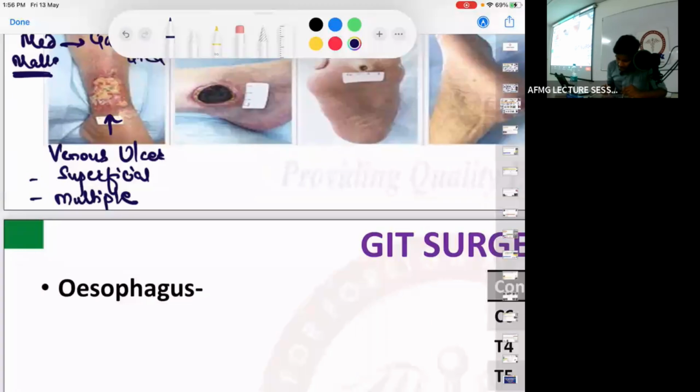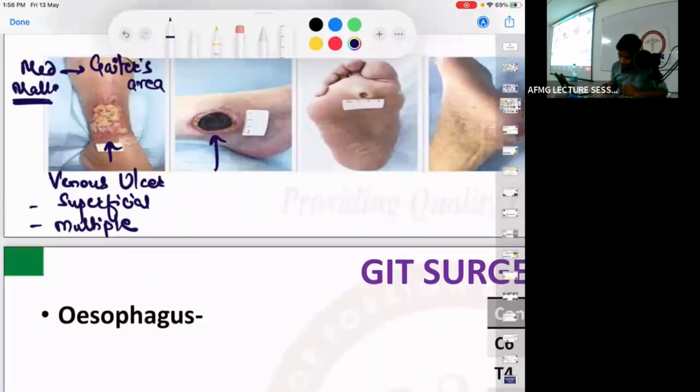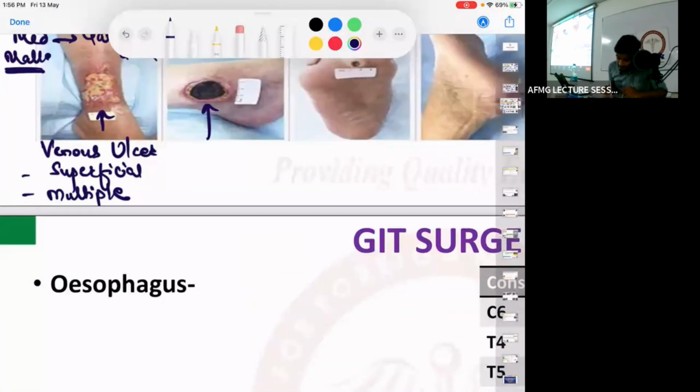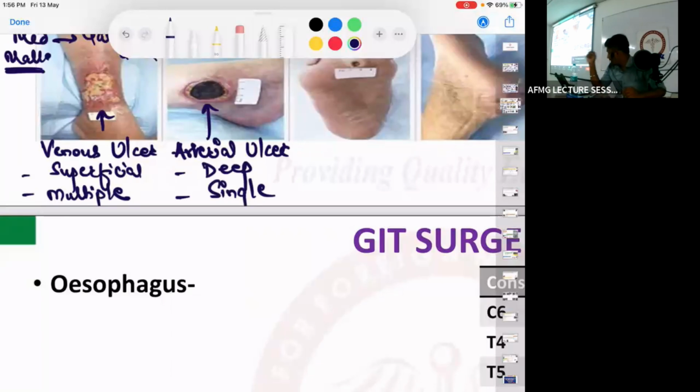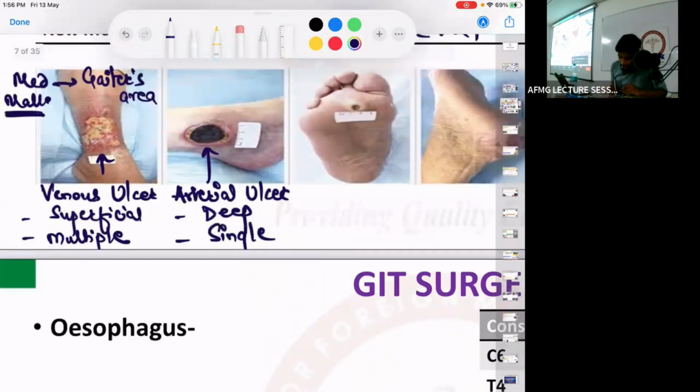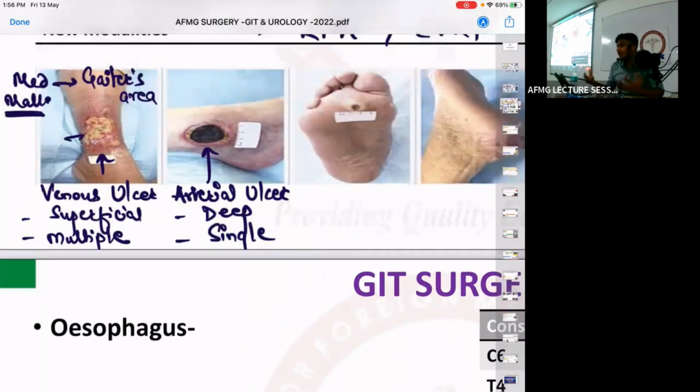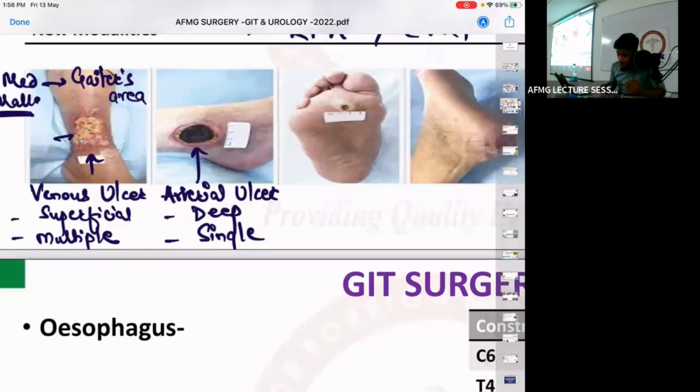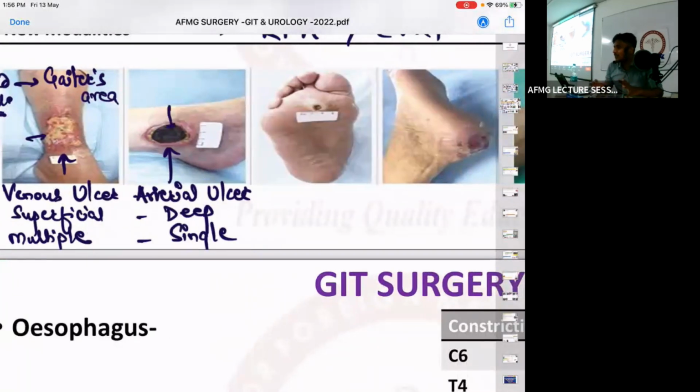Remember this. Next one, here you can see a single ulcer or multiple ulcers. Single ulcer, deep or superficial? Deep. So which ulcer is this? Arterial ulcer. So an arterial ulcer is a single deep ulcer, while venous ulcers are multiple superficial ulcers. In venous ulcer there would be a pale granulation tissue at the base. But in arterial ulcer there would be a reddish or blackish granulation tissue at the base. Okay, no issues with this.